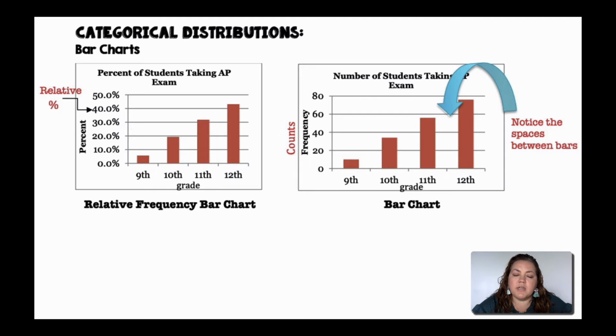All right, categorical distributions we can display using a bar chart. This first one is a relative frequency bar graph or bar chart because it has percentages on the y-axis. The other one would just be a frequency bar graph or bar chart. Notice that there are spaces between the bars, and on the x-axis we have categorical data: 9th grade, 10th grade, 11th grade, 12th grade. Yes, they're numerical, but they're putting them into a group, 9th grade. So they're really a category.